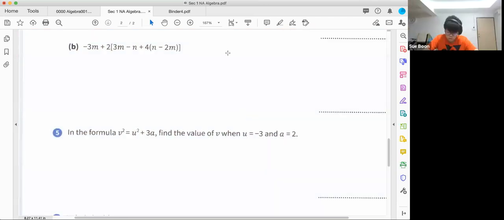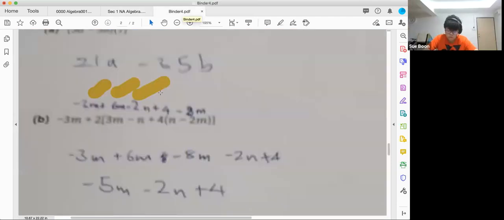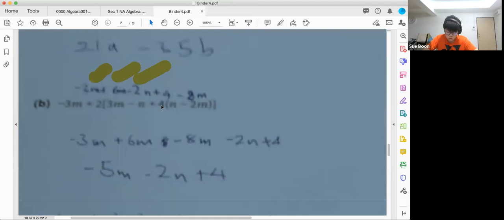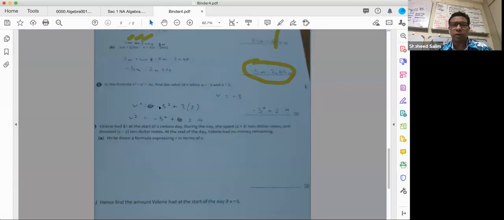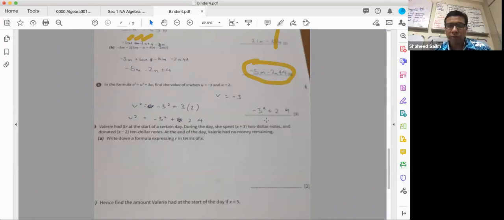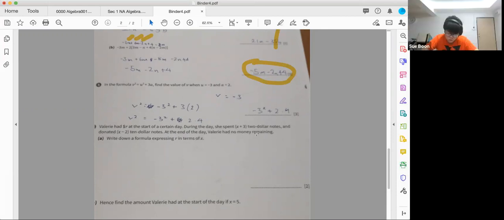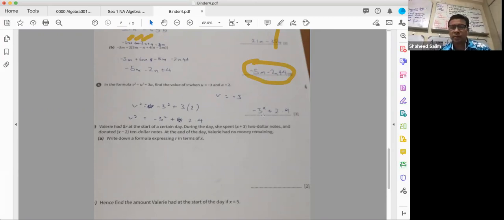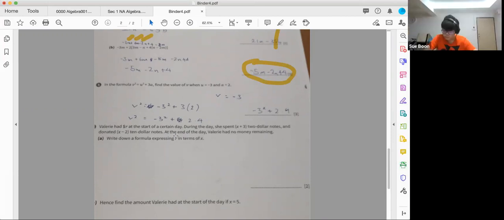Let me see. Sorry, let's see. What is this? Minus 3 to the power 2 plus 2.4. 6N. Total 6N. Yeah. How did you get 6N?